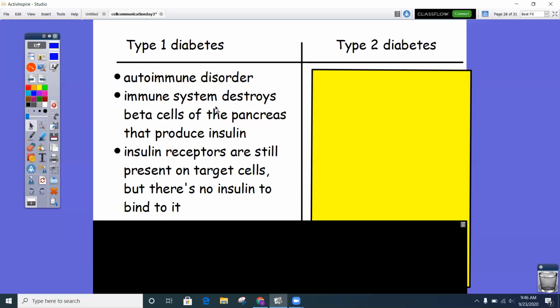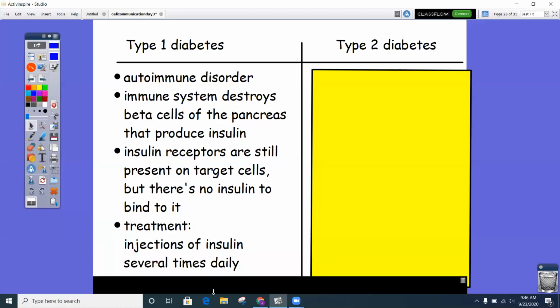And then the other part of the real recognition problem here is that your immune system cells do not recognize that your beta cells belong to your body. So they destroy them. So cell communication, just like when you have a communication problem with one of your friends, this is all about where communication breaks down. So immune cells are destroying the beta cells of your pancreas because they don't recognize that those belong in your body. So insulin receptors are still present on your target cells, but there's no insulin to bind to it. So your treatment is injections of insulin daily.